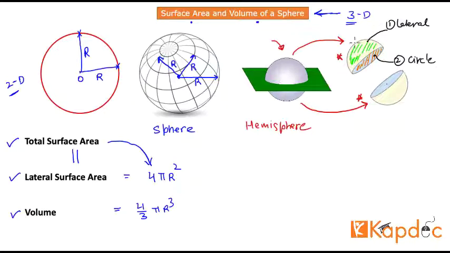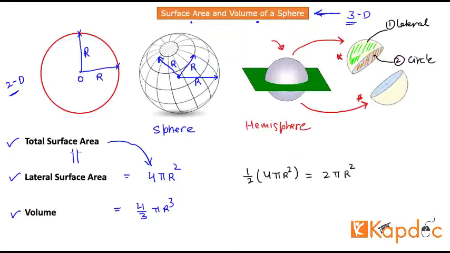Now you notice that a hemisphere is nothing but one half of a sphere, correct? That means my lateral surface area will simply be one half of the lateral surface area for a sphere, right? So it will be one half of 4 pi r square, or it will be equal to 2 pi r square, right? Where r is the radius.